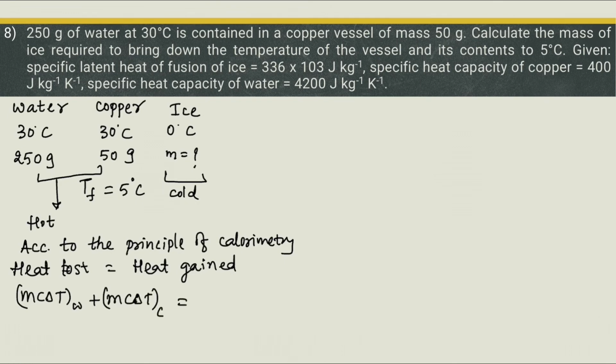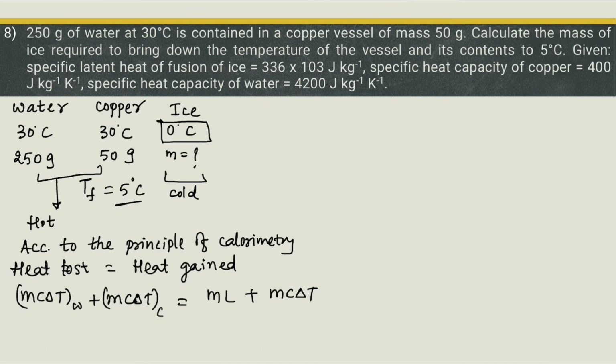Now who gains the heat energy? Ice. But the initial temperature of ice is 0 degrees Celsius. So first ice will convert into water, right? Its state will change, mL, and then the temperature of that water increases up to some final temperature which is 5 degrees Celsius. All right.